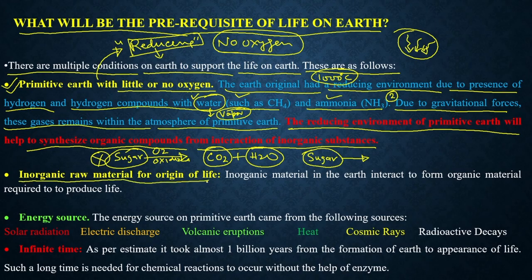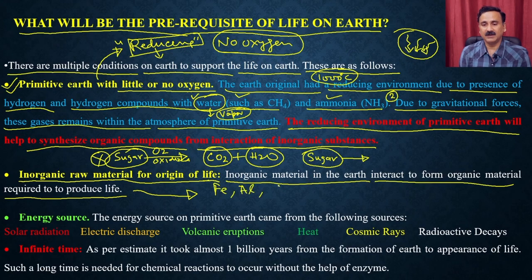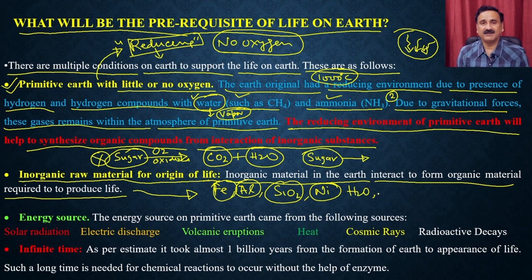Then it also has the essential inorganic materials, right? So inorganic material on the earth interacts to form the organic material required to produce life. For example, we discussed in the previous slide that we have iron, aluminium, silica, nickel, and all these metals. Apart from these metals, we also have water, which is very important for life. You might have seen that if you keep water in a bucket and leave it undisturbed, algae and other kinds of living organisms originate. That is the power of water, because it allows the growth of living organisms. Then you also have methane and ammonia, and all these are very essential for generation of complex organic molecules.